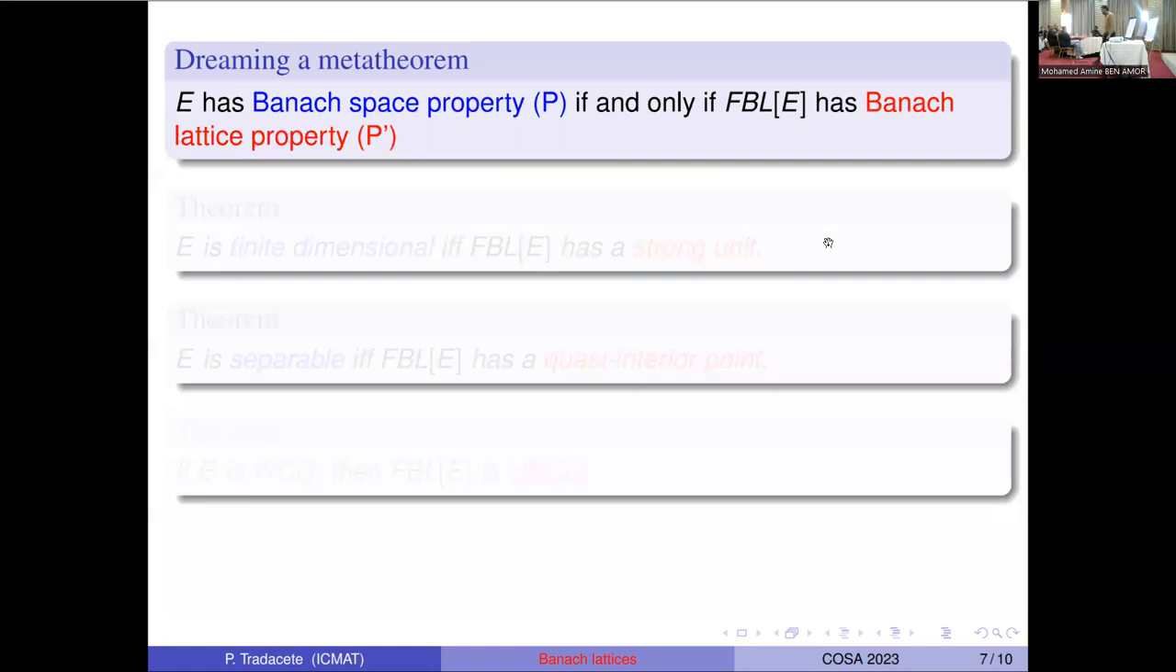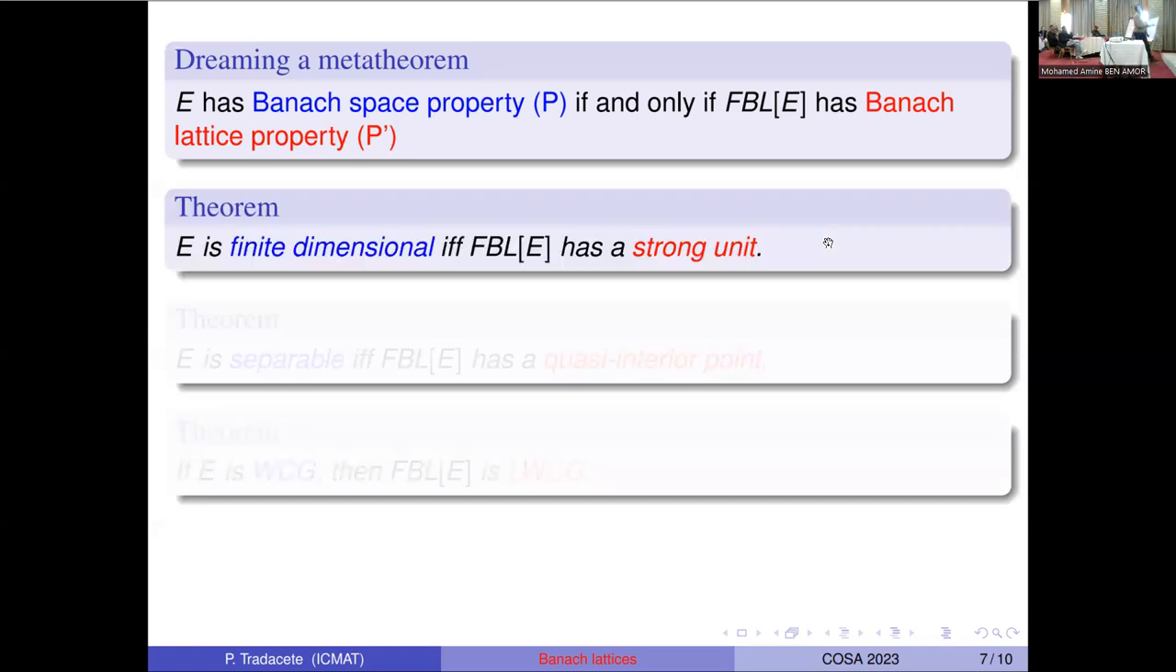Okay, so this is the dictionary thing, or maybe I would call this a meta theorem, or a dreamed meta theorem, that I would like to have, right? So take your favorite Banach space property, and can you find a Banach lattice property which is completely analogous to that, so that my correspondence preserves these properties? Well, I don't have a proof for this or a meta proof of this thing, but I can show you some examples where this happens.